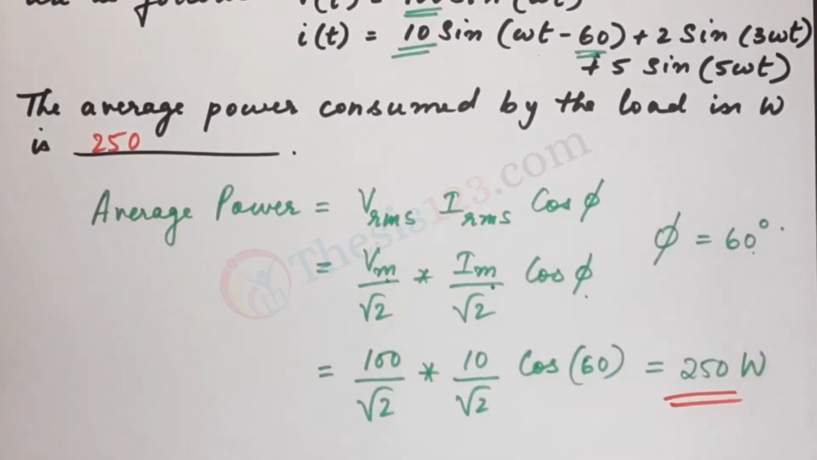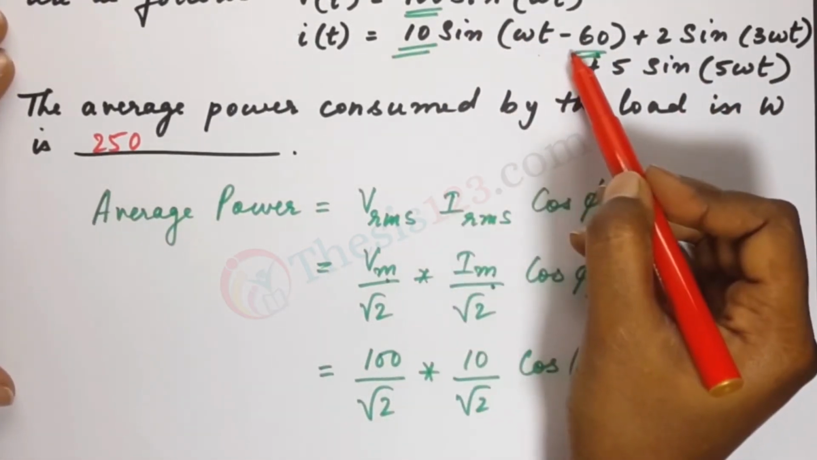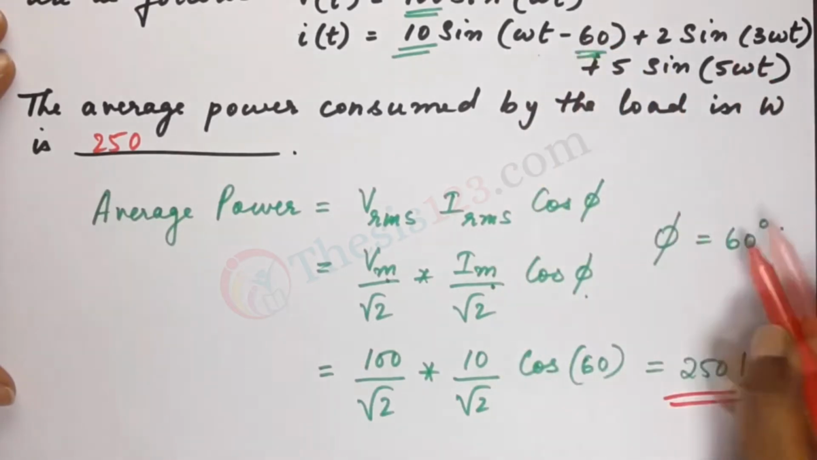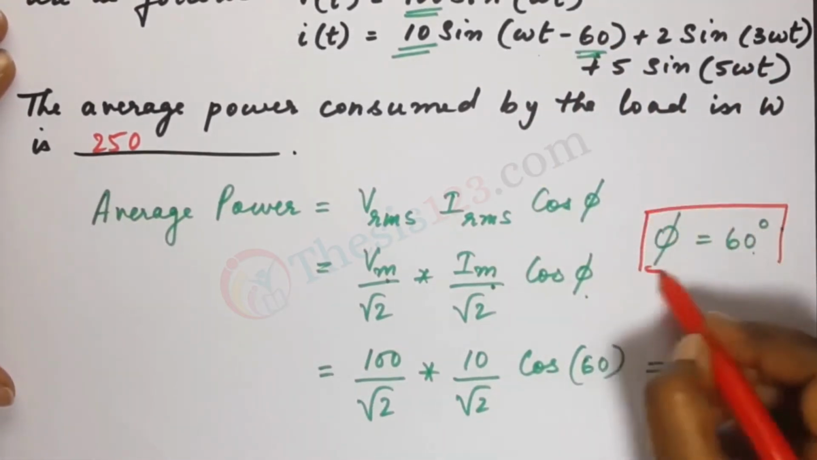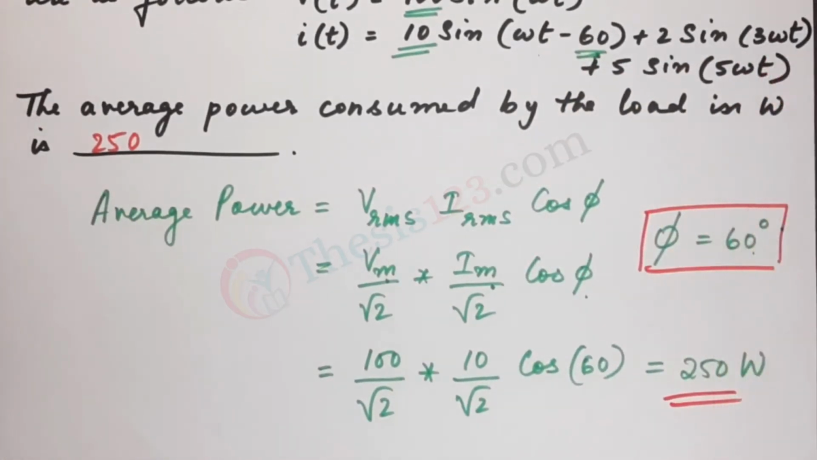So you will have to keep a few points in mind. When you have a current equation with too many terms in the question, you will have to note the term in which phi exists. Here, since the first term consists of the angle omega t minus phi, phi is taken from that term alone. So you don't have to utilize the other two terms. Sometimes there are just a few tricks that we use. Well, I hope this has helped.